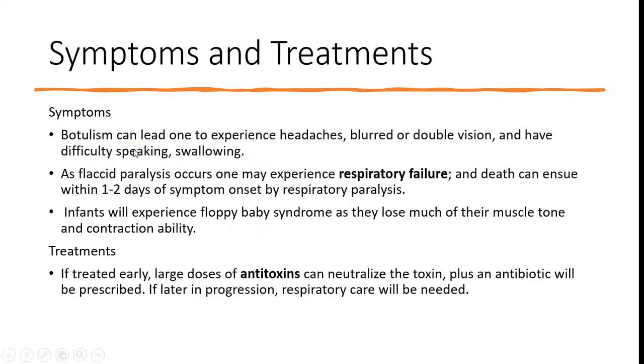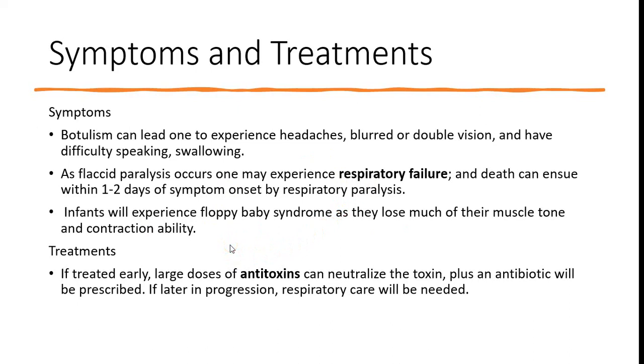So because of the fact that it's a neurotoxin, one's going to expect people to have headaches and blurred vision, difficulty speaking and swallowing because we're shutting down muscle contraction abilities. And in particular, as I said, one of the biggest ones to be worried about is that diaphragm, and it's going to lead to respiratory failure if you don't treat this rapidly, because if you can't breathe, it's going to lead to death.